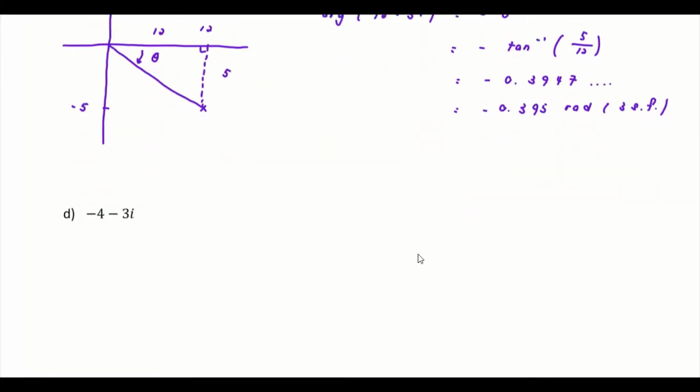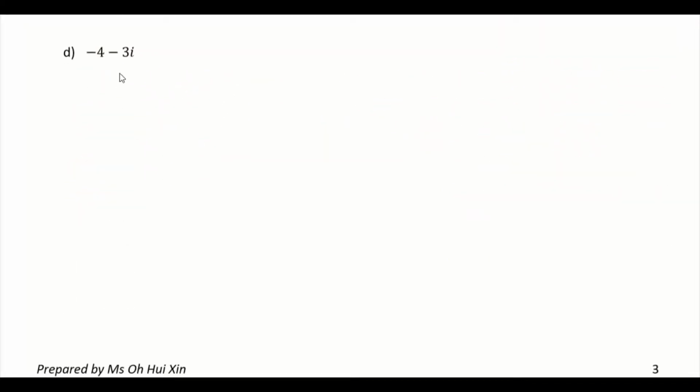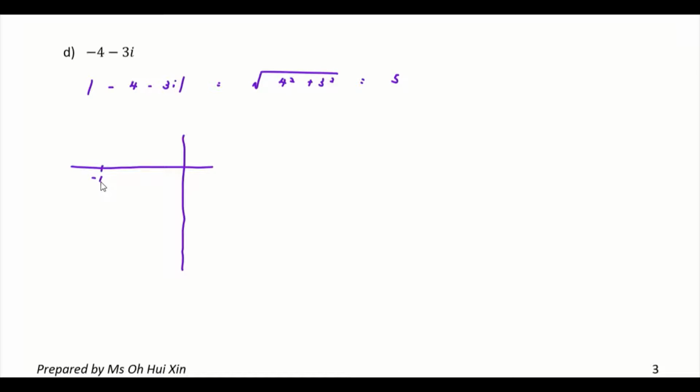Alright, so move on to the last example here. Negative 4 minus 3i. So same thing, the modulus, I guess this should be easy, so you should be able to get 5. Okay, so negative 4 and negative 3, which means that when you draw the Argand diagram, it's going to be in the third quadrant. So here is negative 4, then this will be negative 3. So the point is here, then this is the position vector. So when you draw the right angle triangle, it will look like this.